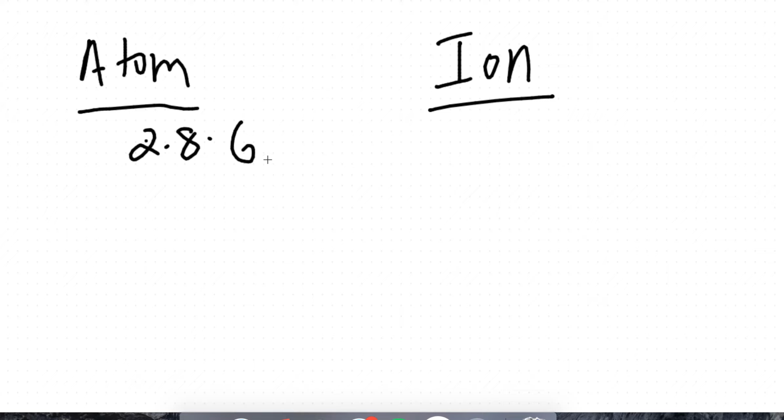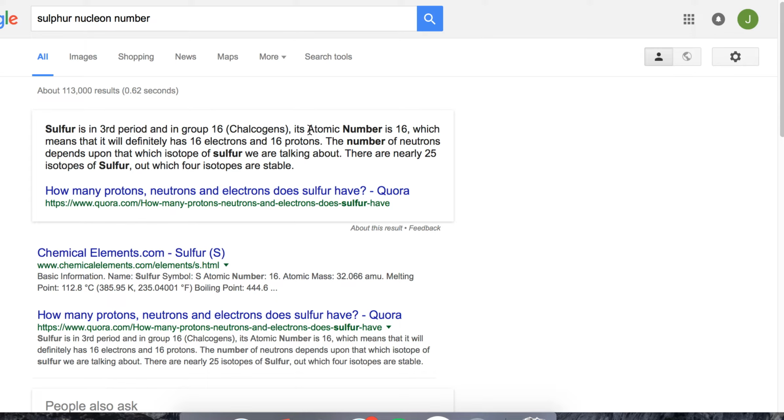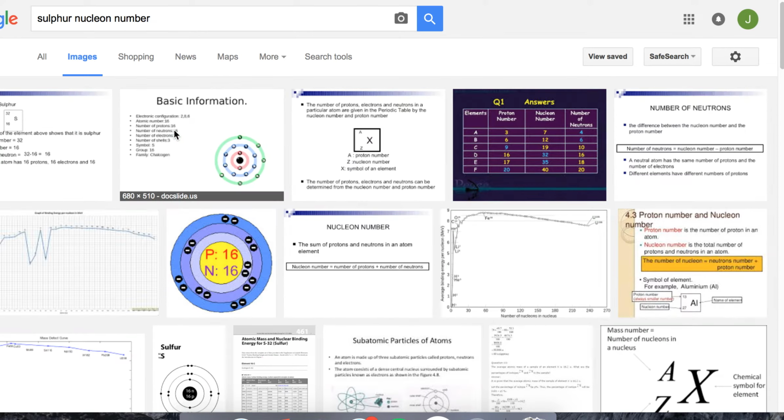So first of all, the important thing to know is that sulfur has an electronic configuration of 2.8.6. Okay, this is sulfur as an atom, because sulfur has 16 protons and I believe sulfur has 32 as its nucleon number, 16 as its proton number and 32 as its nucleon number. Let me just check that again, guys. Sulfur nucleon number. Okay, now nucleon number equals 32.